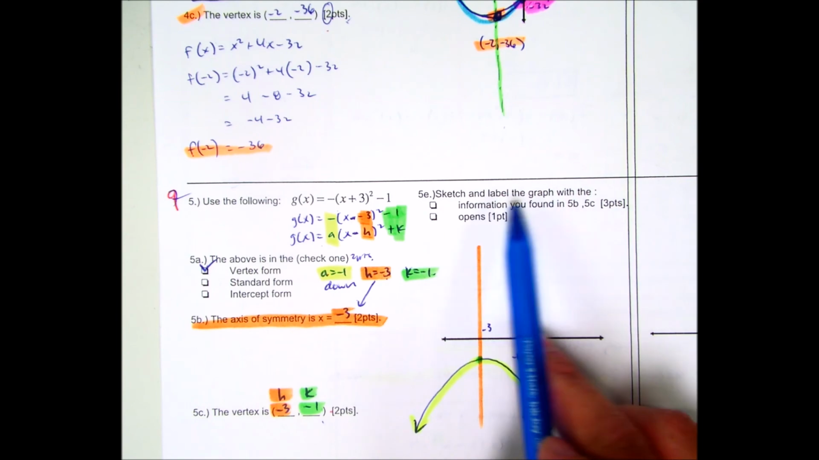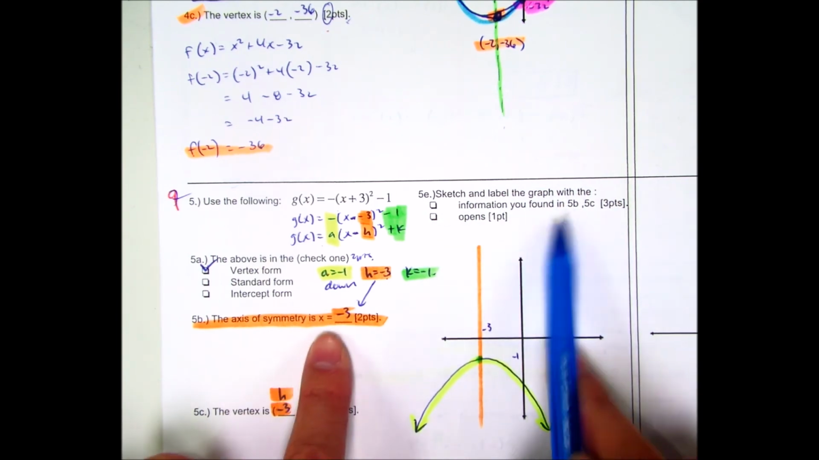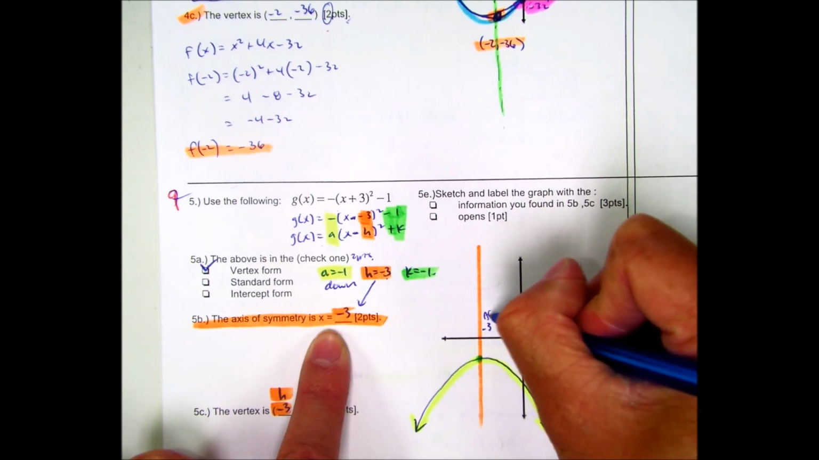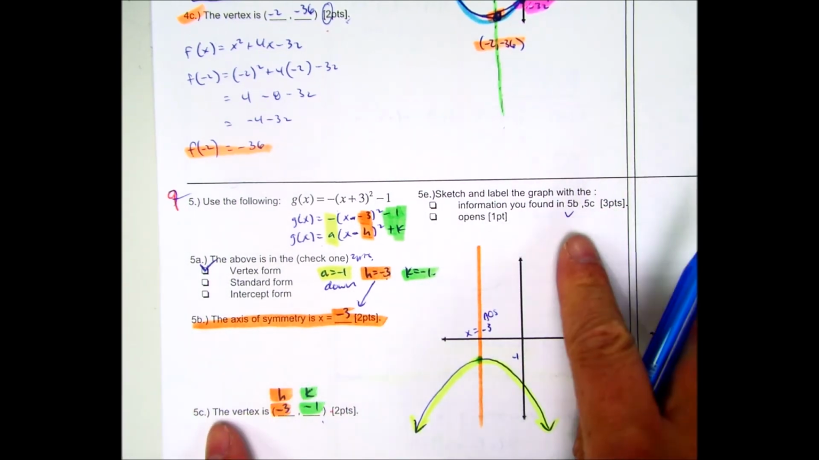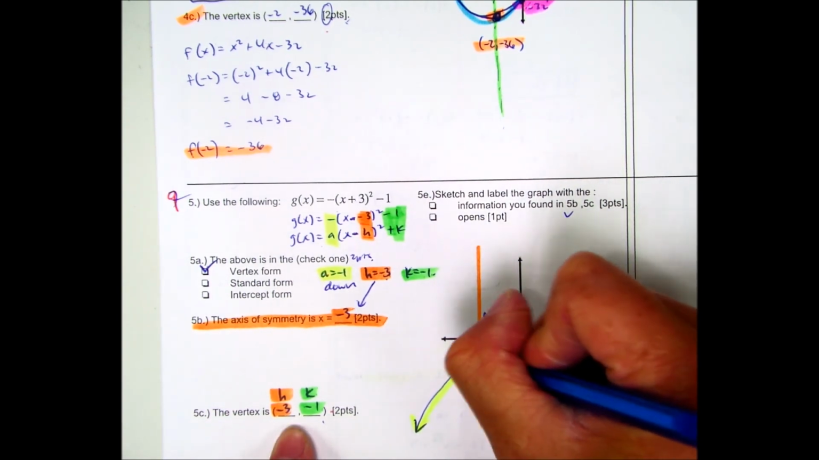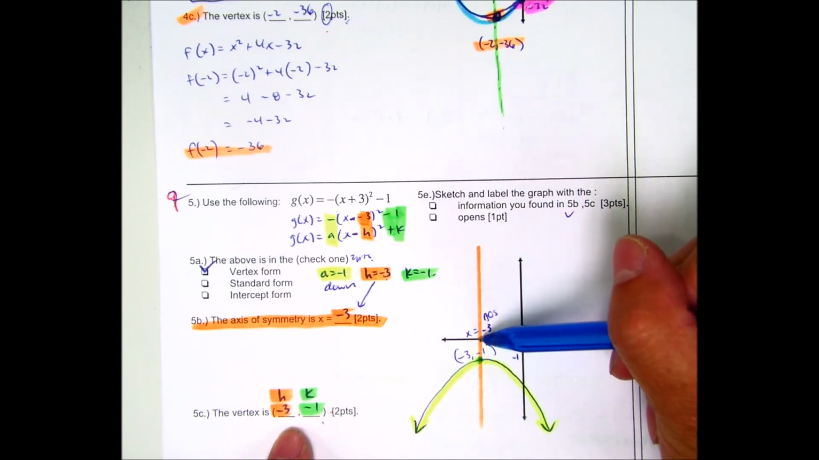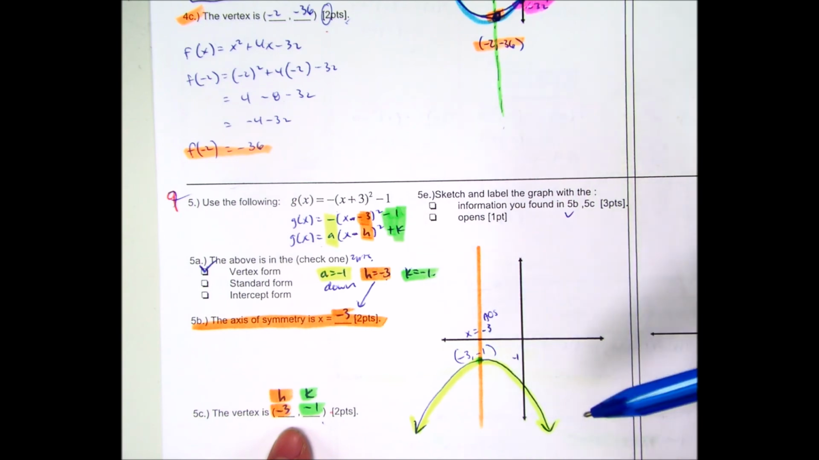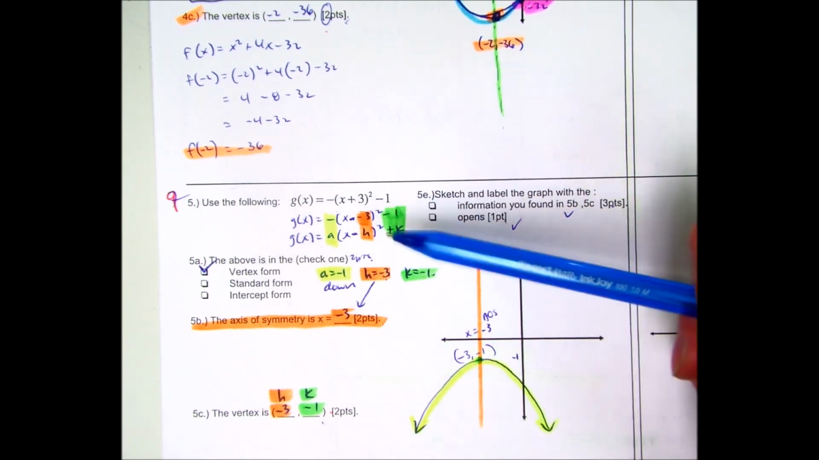It tells you to sketch and label the graph, information you found in 5b. So 5b tells me axis of symmetry, AOS, x equals negative 3. Your 5c is labeling this ordered pair, negative 3, negative 1. Remember, your vertex is always on the axis of symmetry. A lot of students put the vertex elsewhere, which is incorrect. And that it opens up. So that was 3 points.